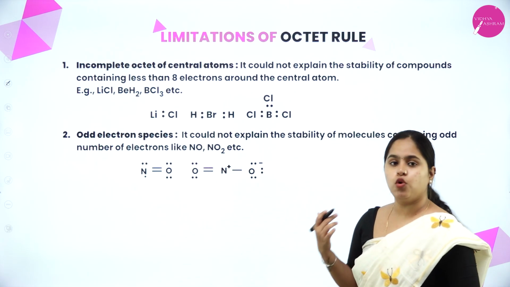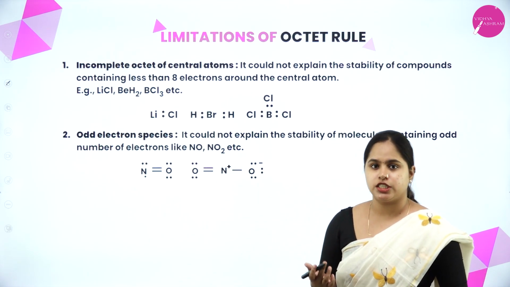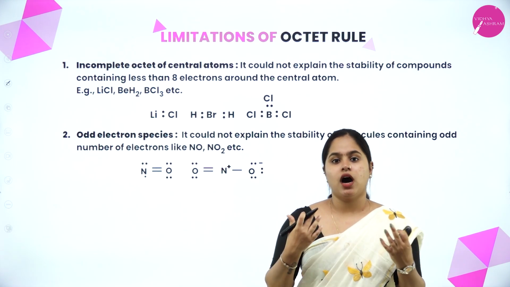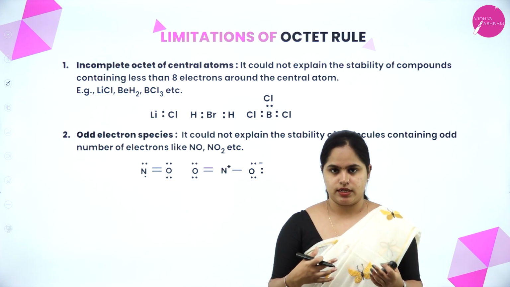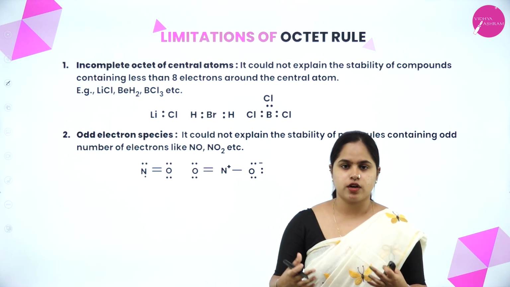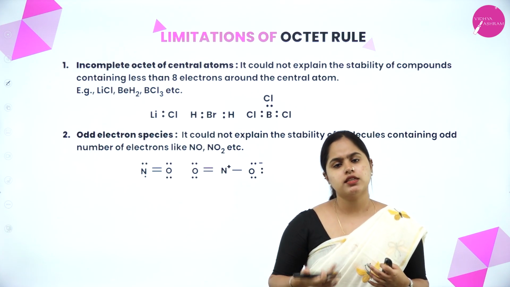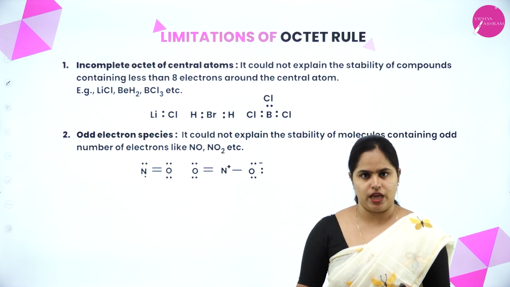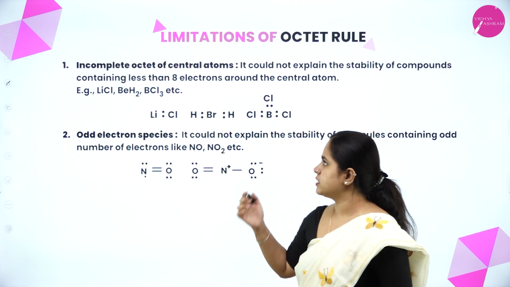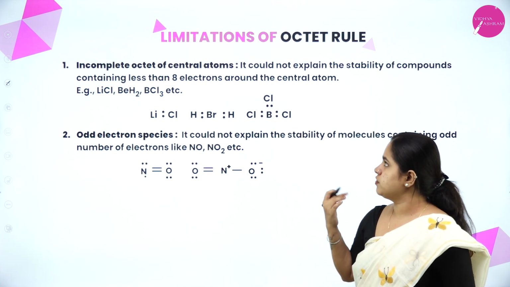Now we are moving on to the last part, that is limitations of octet rule. We studied how atoms attain their octet, by transferring or sharing of electrons. Now, there are certain limitations for the octet rule as well, which we will be discussing. So the first one is incomplete octet of central atoms.